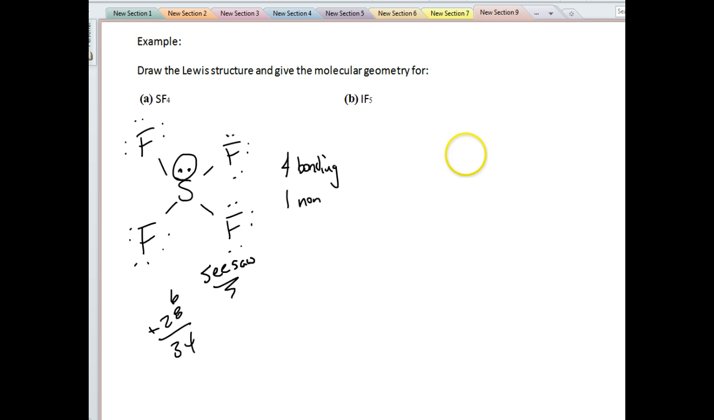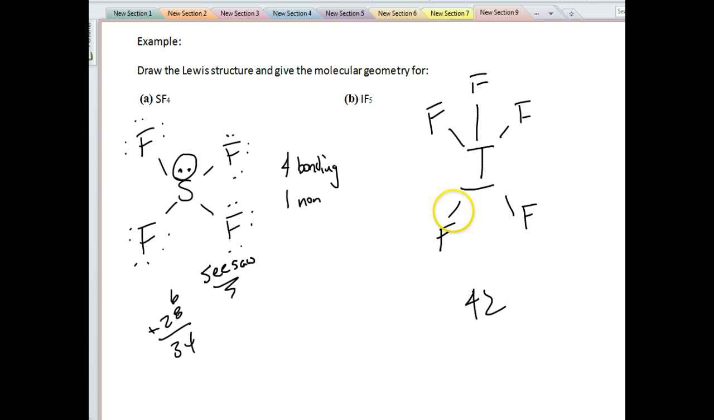Okay, on our next one we have IF5. So this is going to be a central iodine, and it's going to have 5 fluorines coming off of it. So I'm going to go 1, 2, 3, 4, and 5. So we have 7 valence electrons on fluorine plus 7 valence electrons on the iodine. So that gives us 7 times 6. We have 42 total here to deal with, and so we're going to go 2, 4, 6, 8, 10 used for the bonds, 12, 14, 16, 18, 20, 22, 24, 26, 28. Just like that. I still have a couple. I'm going to go ahead and throw them on the bottom down here, and so that should constitute 42.